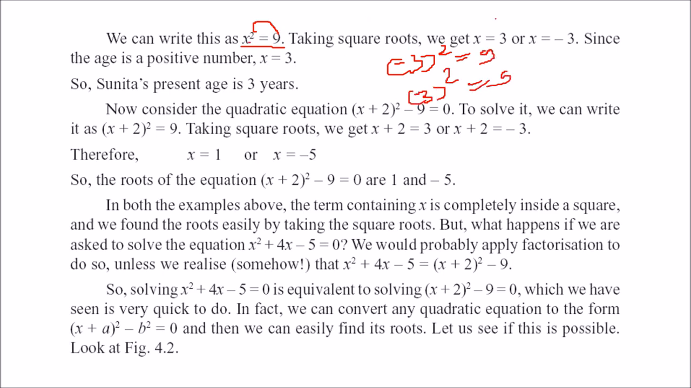So you get the solutions plus 3 and minus 3. These both are solutions, but because the age cannot be negative, we have taken x equal to 3. So Sunita's present age is 3. Again, let us take another situation.